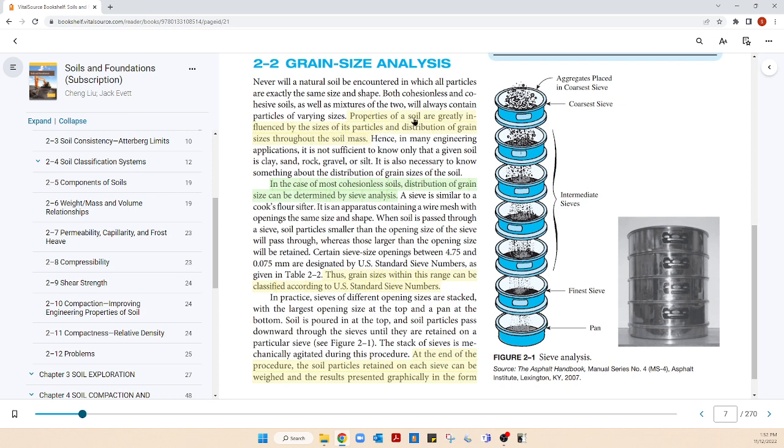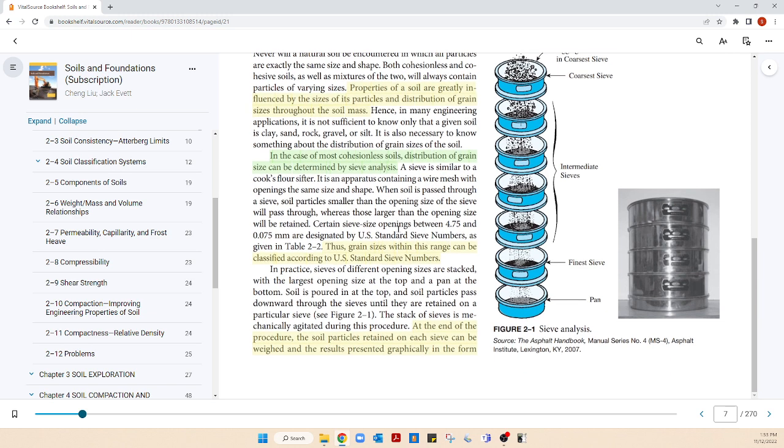So it's telling us that the properties are greatly influenced by the size of the particles. In most cohesionless soils, distribution of grain size can be determined by sieve analysis. That's this. It's similar to it. My grandmother used to do a lot of baking, and she made things from scratch. And she had a flour sifter to sift her flour through and to make the flour become a little bit finer. And I guess it was easier to mold into biscuits and whatever, but that was always done.